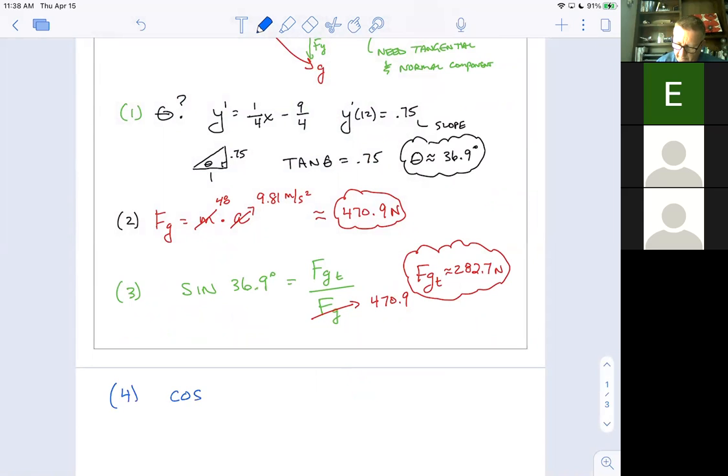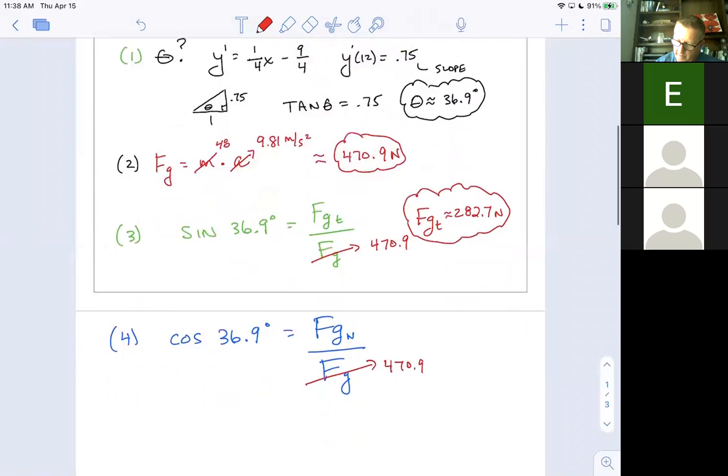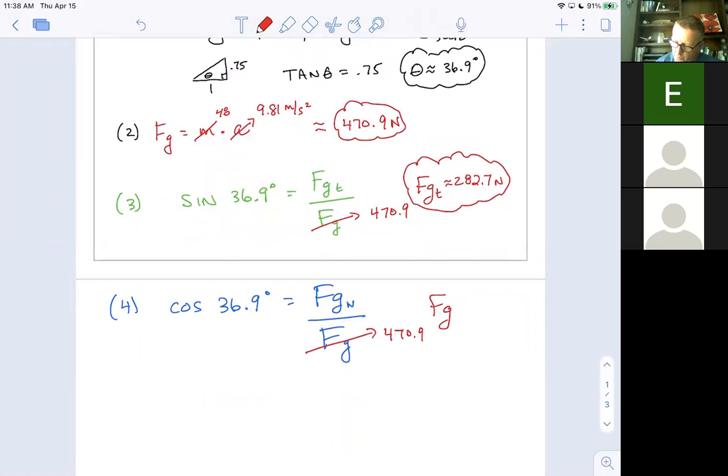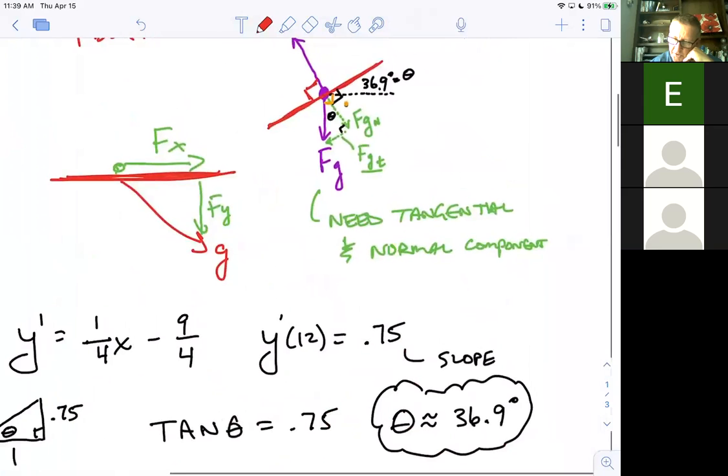Similarly, the cosine of 36.9 would equal the force of gravity normal divided by the force of gravity. And so similarly, if I switch that out for 470.9, I end up with the force of gravity in the normal direction being approximately 376.6 newtons. So remember those formulas for the force tangential and the force normal. I kind of understand all the forces. They're in this picture now.